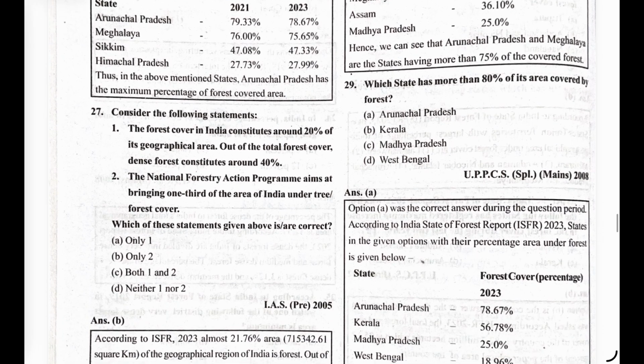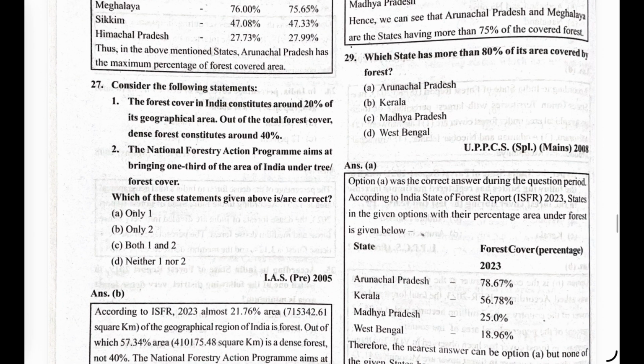The next question: consider the following statements. The forest cover in India constitutes around 20% of its geographical area. Out of the total forest cover, dense forest constitutes around 40%. So this is wrong, it is only about 21.76, or 22%. The National Forestation Plan aims at bringing one third of the area of India under tree and forest cover. So B is the correct option.